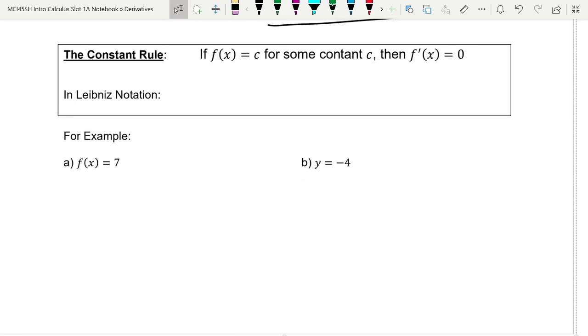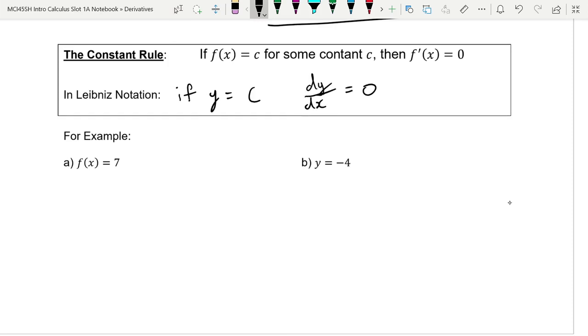The constant rule is really easy. If the function is just some constant, the derivative of that constant is 0. And that makes sense, right? A constant is a horizontal line. What's the slope of a horizontal line? Nothing. It doesn't have a slope. It's 0. So in Leibniz notation, I'd write if y equals some constant c, then dy by dx is equal to 0.